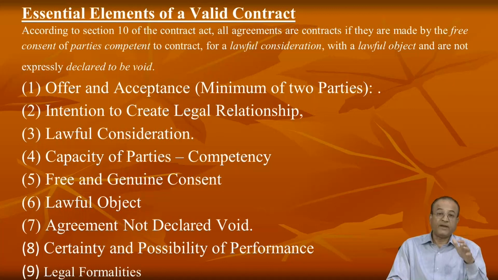Fifth, free and genuine consent. It is essential to the creation of every contract that there must be a free and genuine consent of the parties to the agreement. The consent of the parties is said to be free when they are of the same mind on all the material terms of the contract.